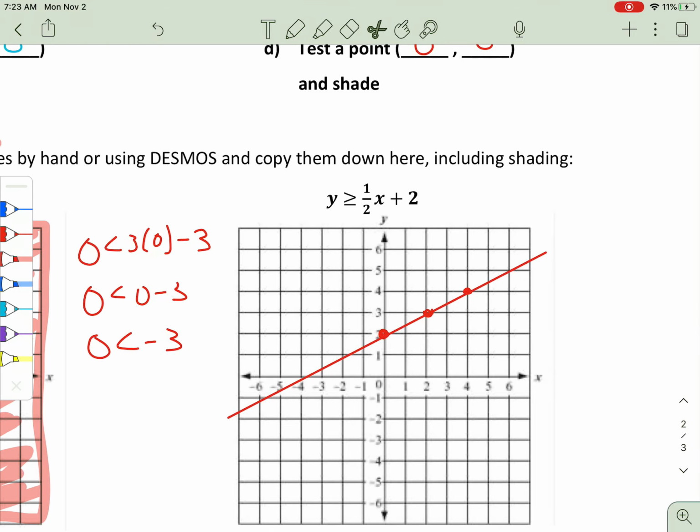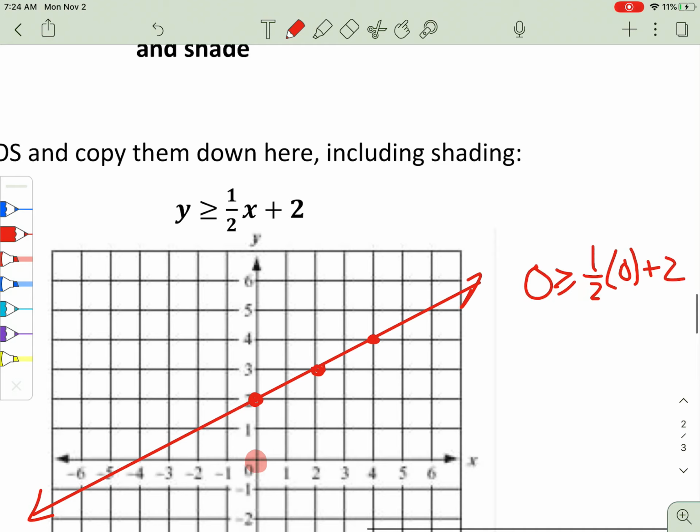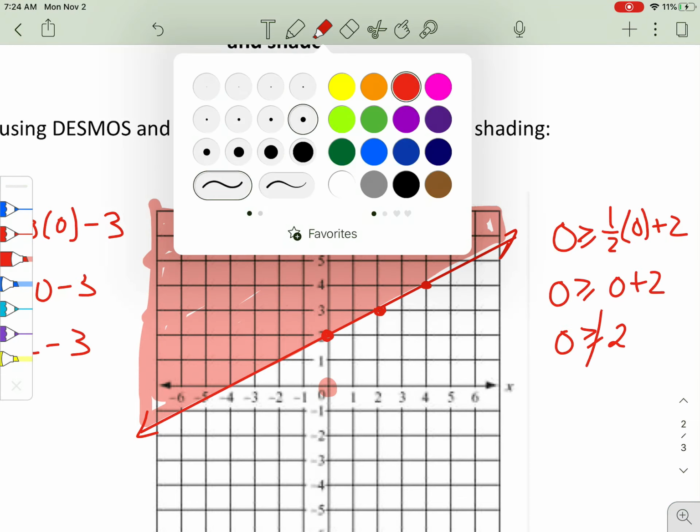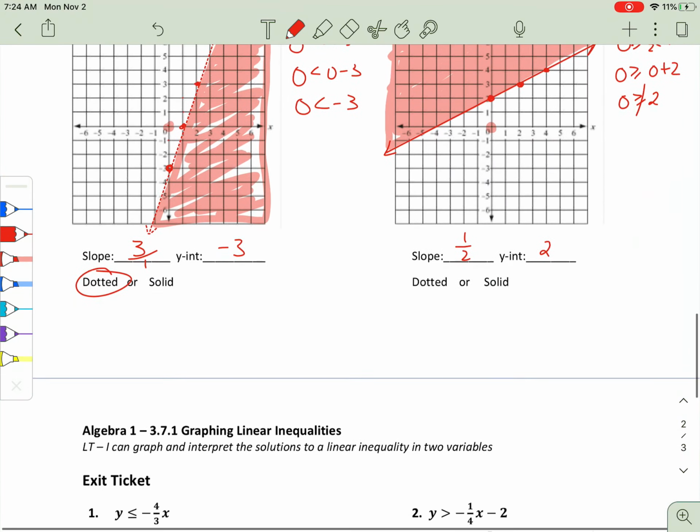Again, 0, 0 is off the line, so that's the easiest one, so we're just going to use that. 0 is greater than or equal to 1/2 times 0 plus 2. Plugging in 0, 0 for x and y. So 0 is greater than or equal to 0 plus 2, which means 0 is greater than or equal to 2. This is also a false statement. It's not true, so we're not going to shade 0, 0, but instead we're going to shade on the opposite side because it was false. Okay, that makes sense. All right. Oh, I forgot to say this is solid.